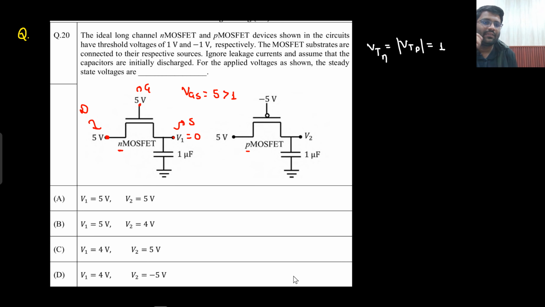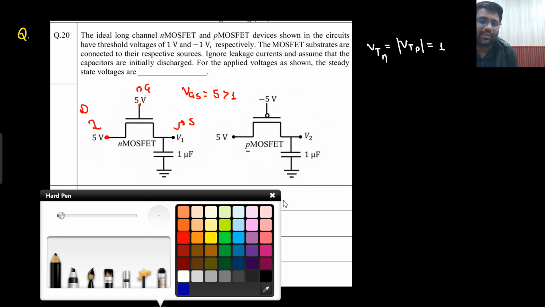So if VGS is greater than VT, then what will happen? Current will flow. What will be the direction of current flow? Current will always flow from higher potential to lower potential. So the direction of current flow will be like this. That current will be flowing through the capacitor as well. The same current will go in the capacitor, so the capacitor will start charging. From 0 volt, it will start developing the charge.